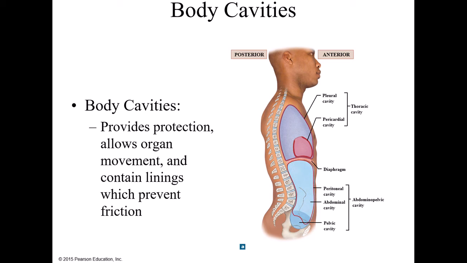Our organs can move. Things like the lungs can expand and contract, the heart can move, the intestines, and they also contain linings which prevent friction. Because as we know, when things move or rub up against one another, it produces friction, which produces heat. That would not be good. That could cause damage to the tissues.